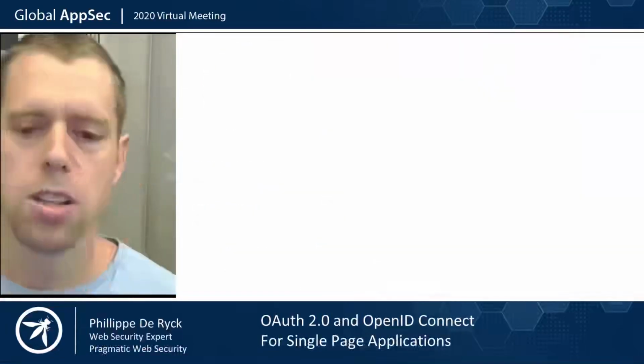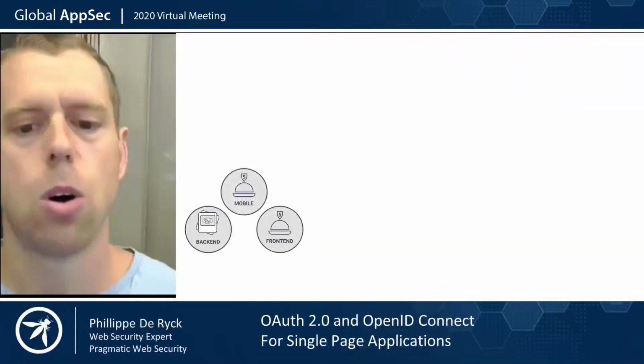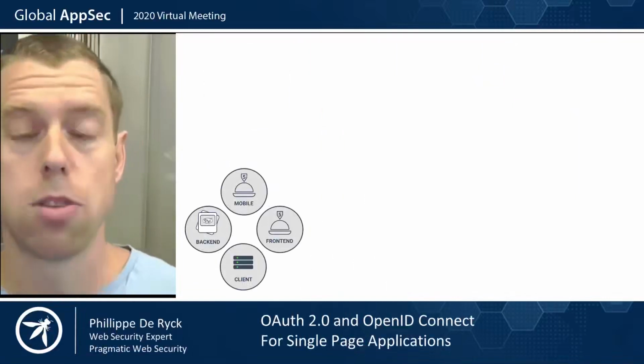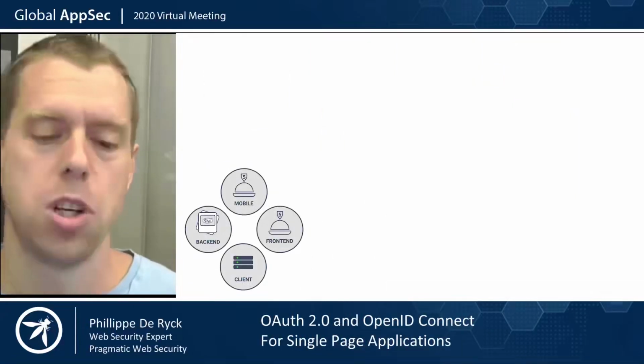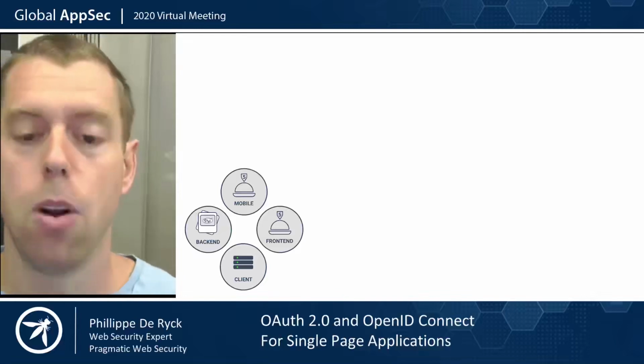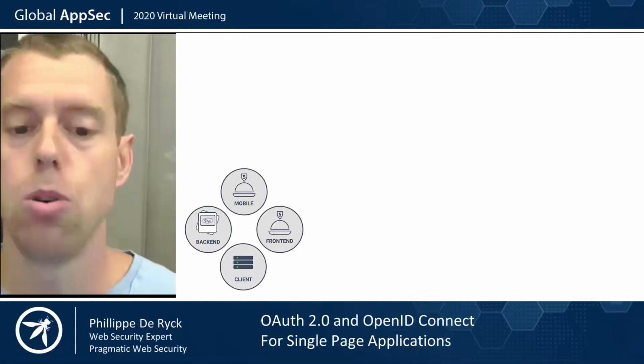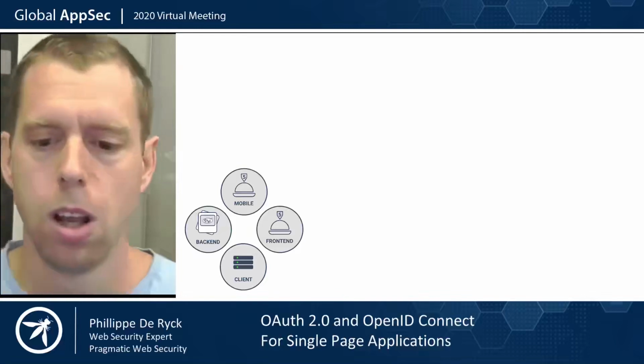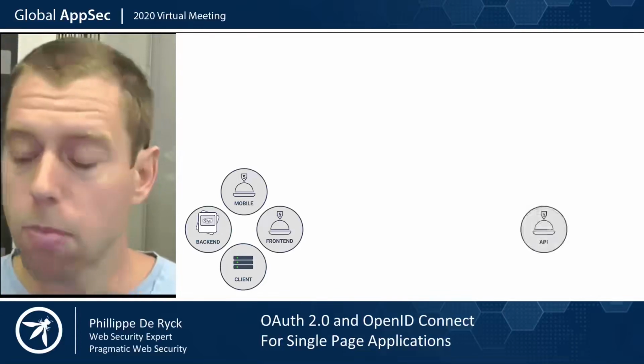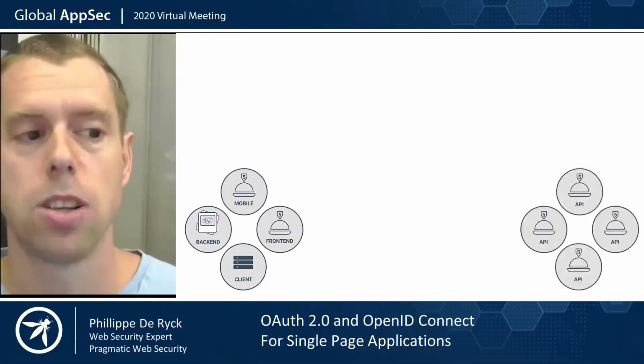On this image here, you can see the different stakeholders in an OAuth or OpenID Connect flow. You have a bunch of clients, different client types, such as a backend application, a mobile app, a front-end web app, or even a client with no user involved, such as a batch script. You have a bunch of APIs that need to be protected against access from these clients.